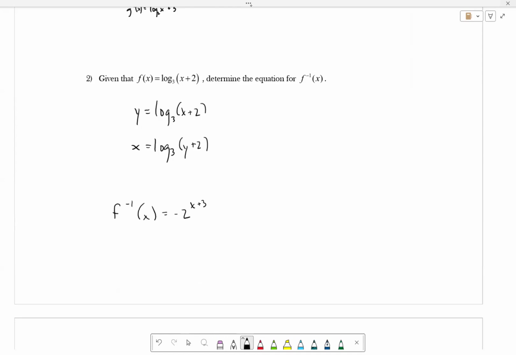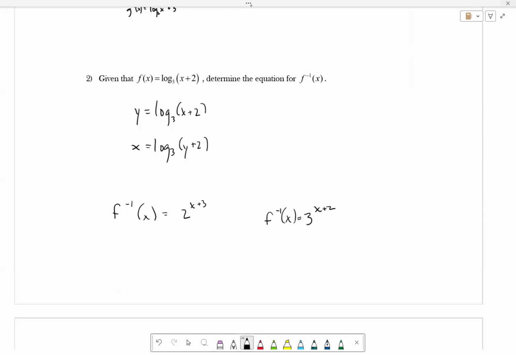And say that again. Oh, so it should be like -3 to the x plus 2, you mean? Oh, it should be +3 to x plus 2. I may have just added that. Oh, so this is f inverse of x equals this? Okay. Then we get anything different?